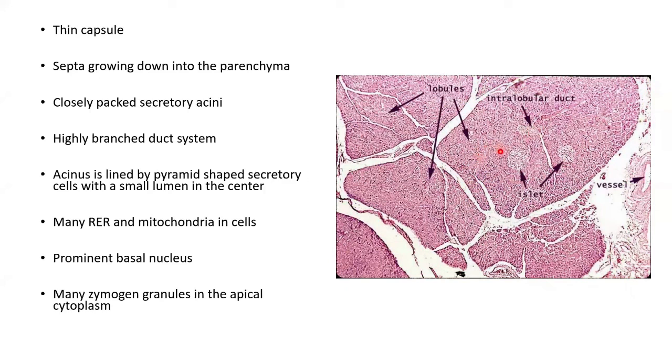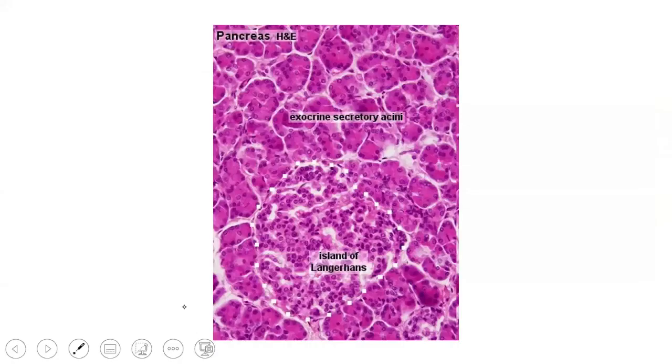And these cells have a lot of RER, rough endoplasmic reticulum, and the mitochondria to produce the enzymes. And they have many zymogen granules which store the enzymes and release them into the ducts. Here again, you have been shown an islet of Langerhans, and around it you can see the exocrine component with the acinar cells.